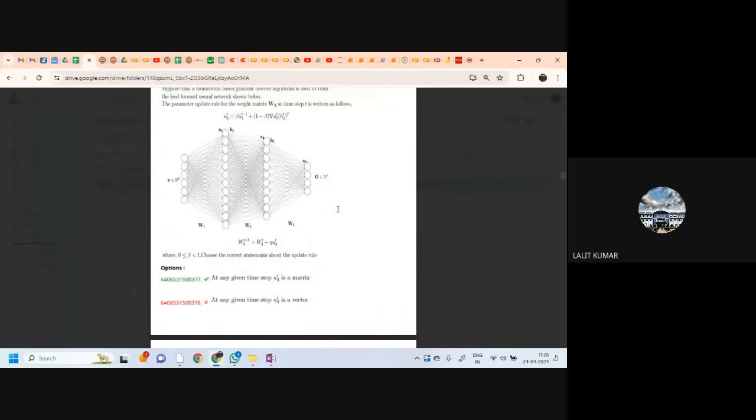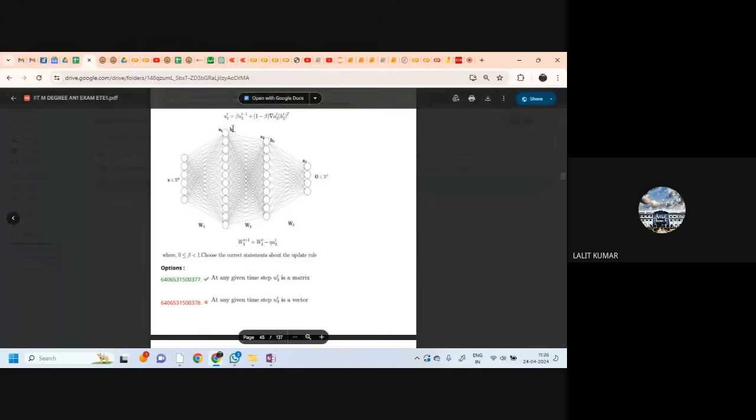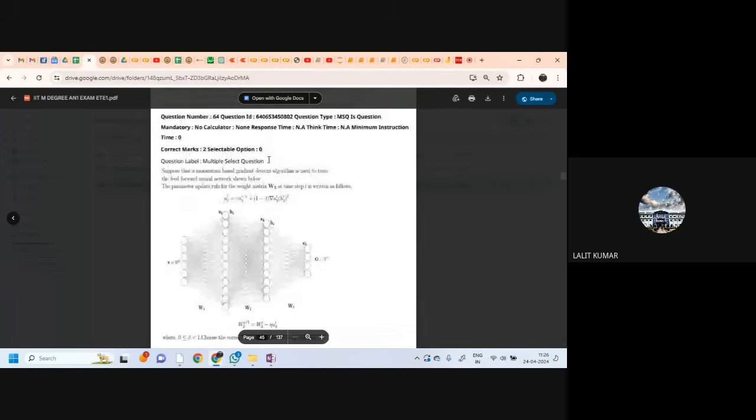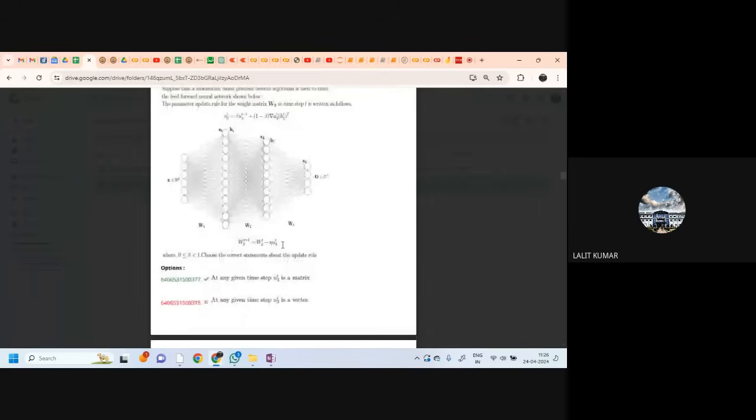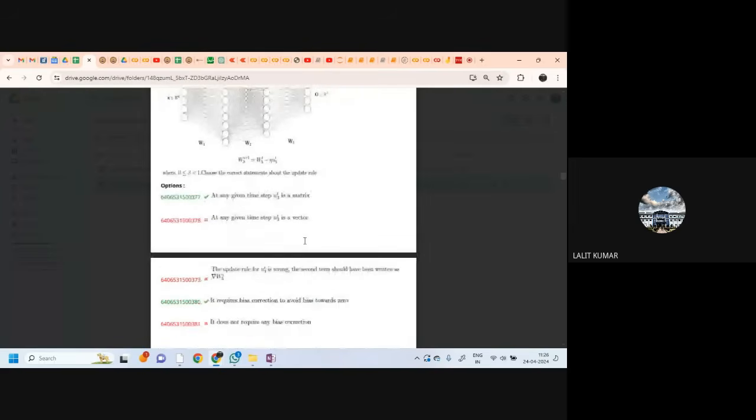Okay, so the question is, at any given time step, UT3 is a matrix. What is UT3? UT3 is equal to beta U3 minus A3, the parameter update for the weight matrix W3. W3 will always be a matrix, and if it is a matrix, its derivative is also a matrix. That is understood. It requires bias correction to avoid bias towards 0.